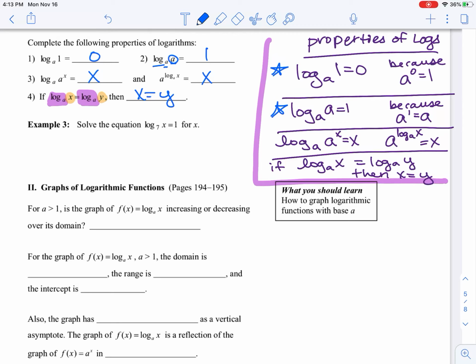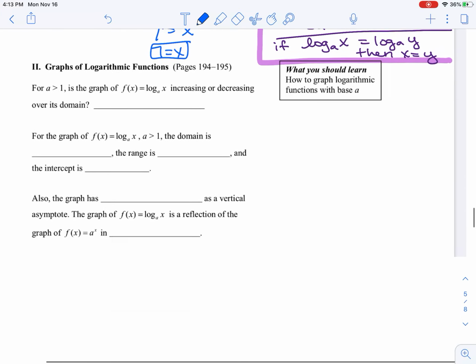Now we're going to solve the equation log base 7 of x equals 1. So let's use the left, right, middle to solve this. We'll put this in exponential form, so we know taking the log off because we're putting it in exponential form. So we go 7 to the 1 equals x. Well, I know what 7 to the 1 is. It's just 7. And there's our answer.